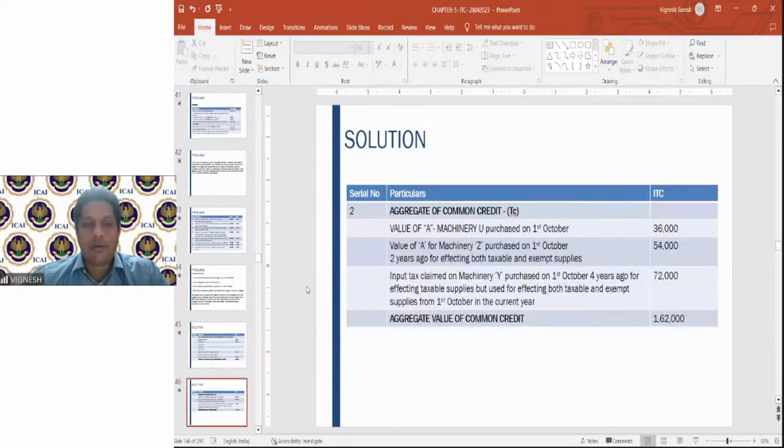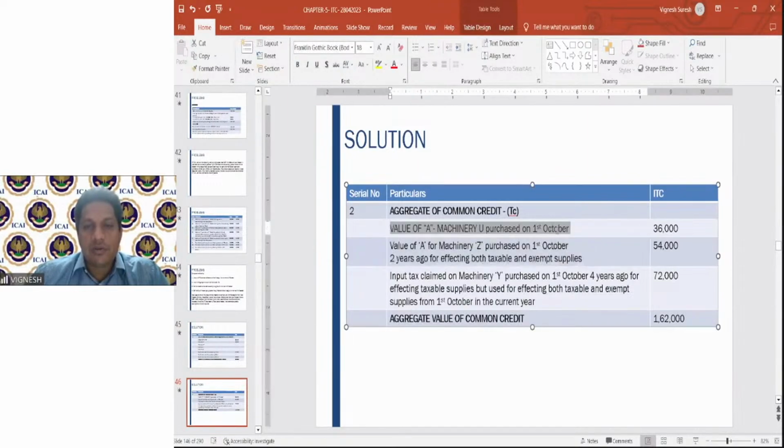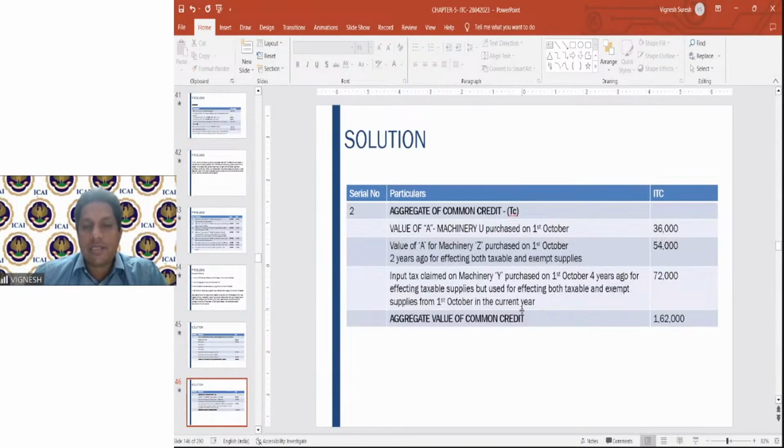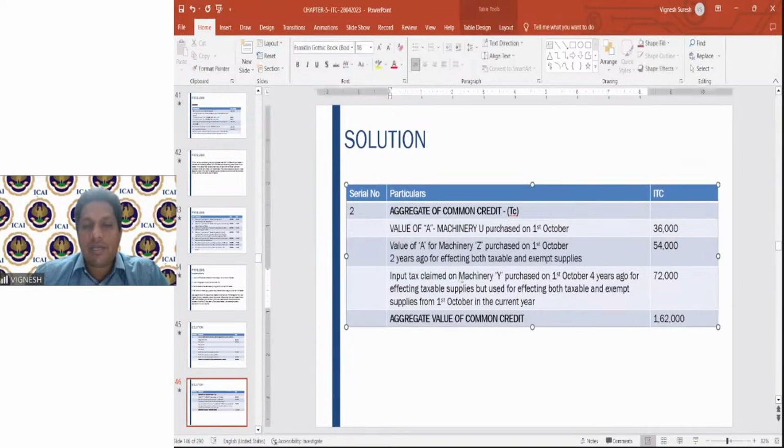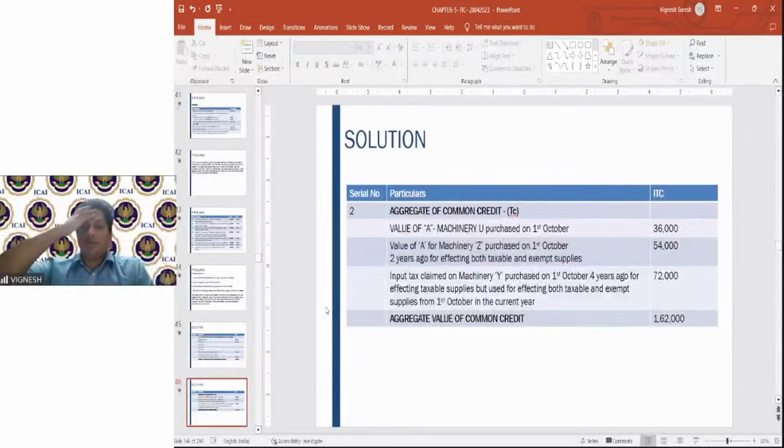So therefore, when it comes to common credit, value of A, machinery U, which is purchased on 1st October, 36,000. Value of A for machinery Z purchased on 1st October, 2 years ago, affecting both the taxable and exempt supplies. Then ITC, which you have claimed on machinery Y 4 years ago for affecting taxable supplies, but used for affecting both the taxable supply for first current. So these three are the total common credits which you have to take.